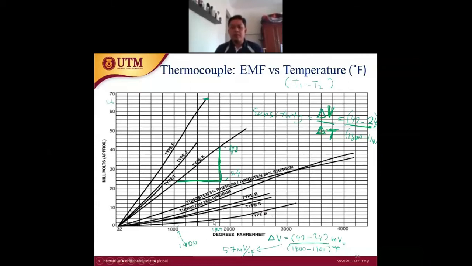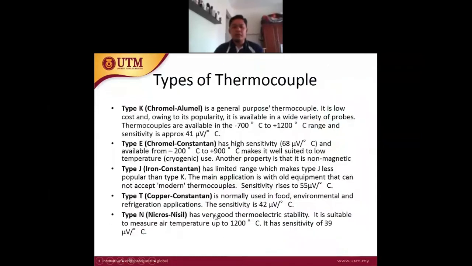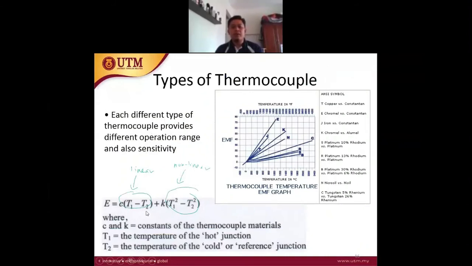Also, look at this type B. Between 32 to 1600 degrees Fahrenheit, the output is still linear, but as you go higher in temperature difference, the non-linearity starts to appear in the output. So it can be shown by this equation. At the low temperature difference T1 minus T2, the linear part will be more dominant.